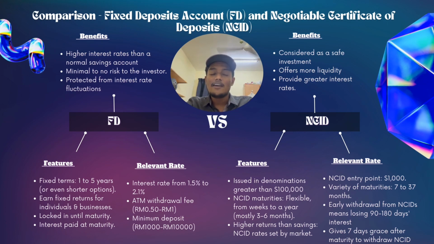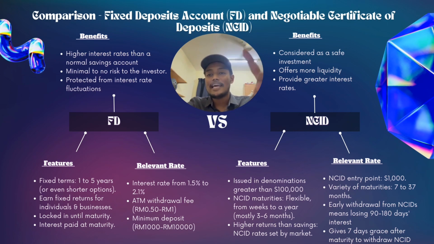So the FD has fixed terms, which is 1 to 5 years or even shorter terms. It will earn fixed returns for individuals and businesses. It will also be locked in until maturity, and interest is paid at the maturity date.